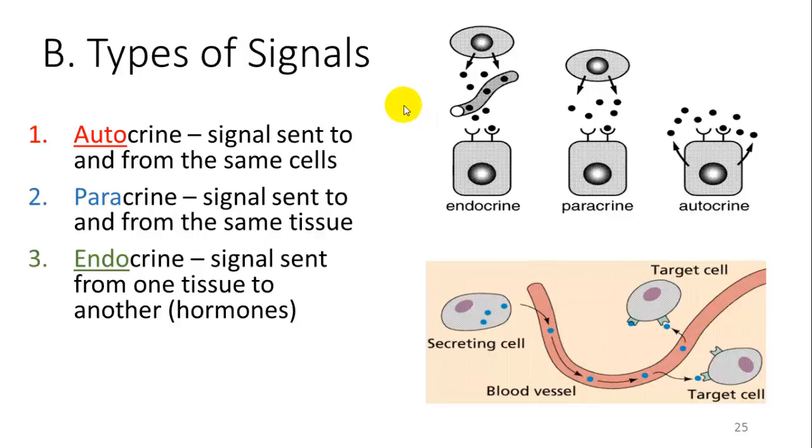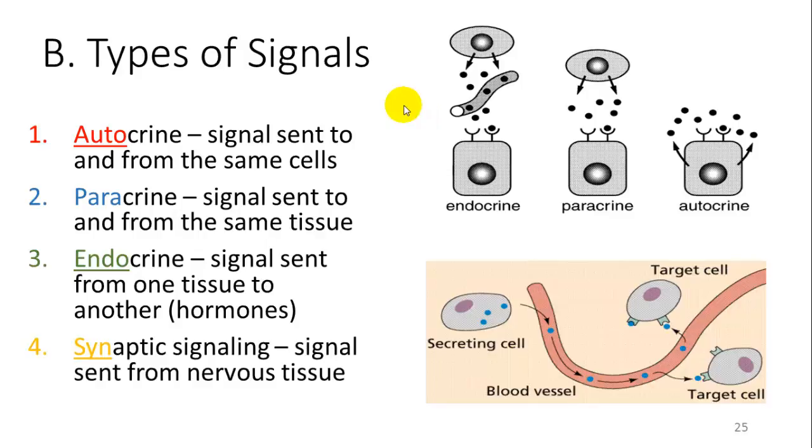All right, that's it. Oh, one more. Sorry. Synaptic signaling, which is signaling sent from nervous tissue. You have neurotransmitters which can be sent by the endings of a neuron into a muscle or other type of cell or tissue. All right, now that's it.